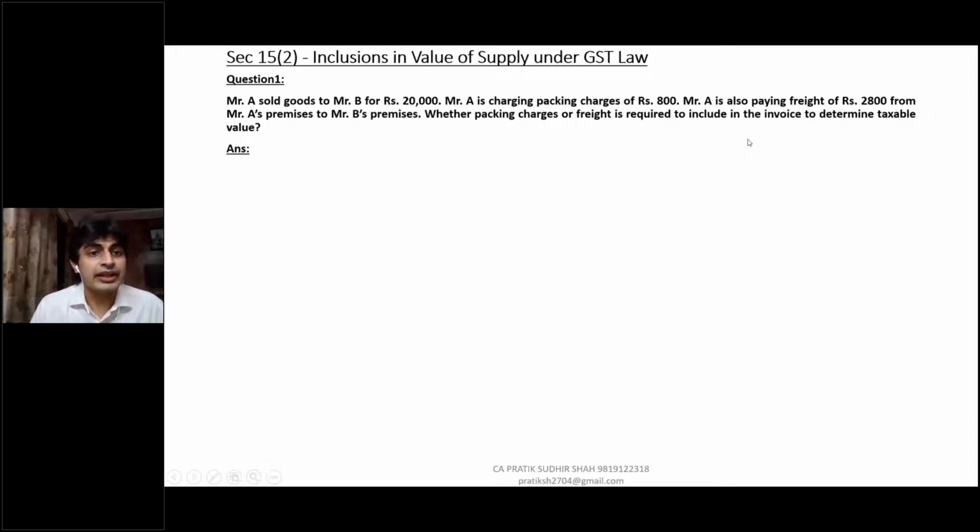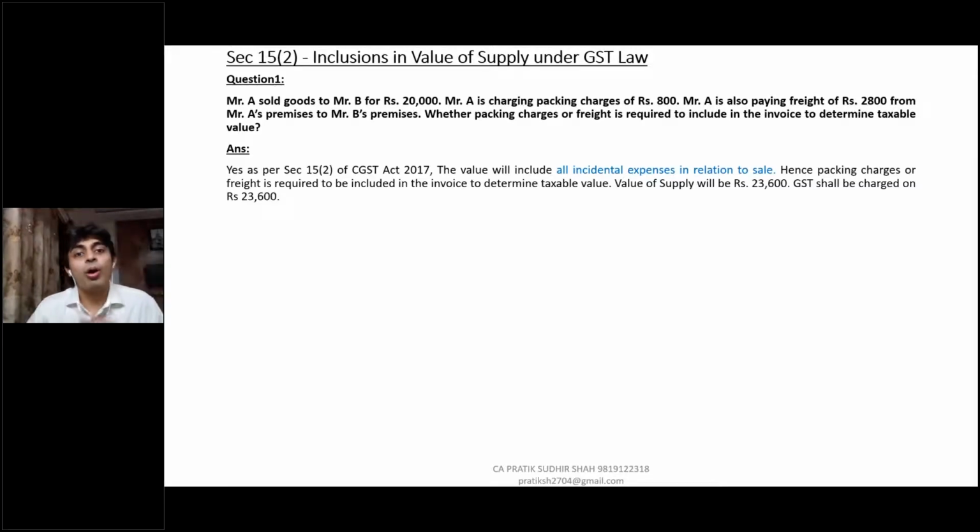Okay? Chalo, A sold goods to Mr. B for 20,000. There was some packing charge of 800. Also, there was a transportation charge of 2,800. Whether packing charge or freight is required to be included in the value of supply. What do you think? As per 15 subsection 2, all the incidental expenses in relation to sale shall be included. Therefore GST will not be charged only on 20,000. It will be on 20,000 plus 800 plus 2,800, on the total value of 23,600. So GST shall be charged on the total value of 23,600 rupees.